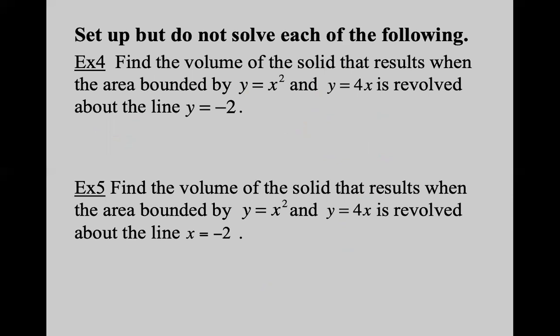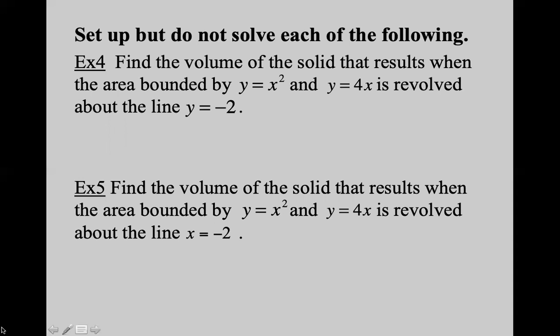and you have to set up the integral. What they're looking for is, do you understand which curve is on top, which is on the bottom? Do you know how to find your limits of integration? Do you know what to do when your axis of revolution is something other than the x and y axis? So let's take a look at this first one. Example 4 says, set up but do not solve. Find the volume of the solid that results when the area bounded by y equals x squared and y equals 4x is revolved about the line y equals -2.